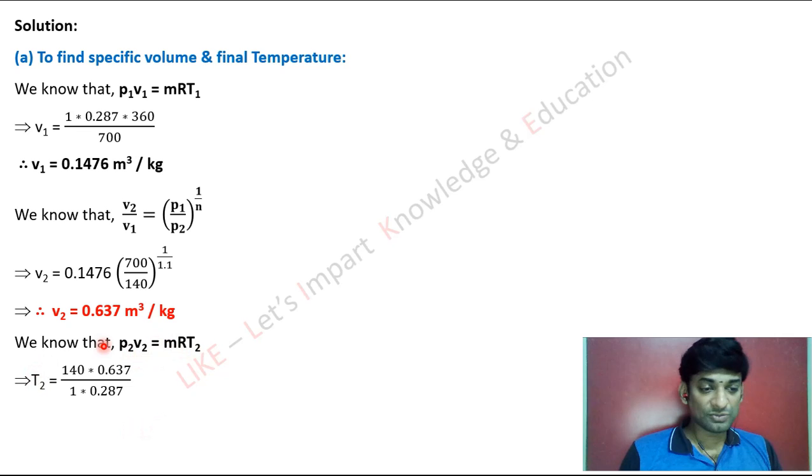In the previous problem, instead of the ideal gas equation, I used the polytropic process. In this problem, I have used the ideal gas equation instead of the polytropic process. Both are correct. You will get the same answer, so you can use any one of these equations. From this, you can calculate T2.